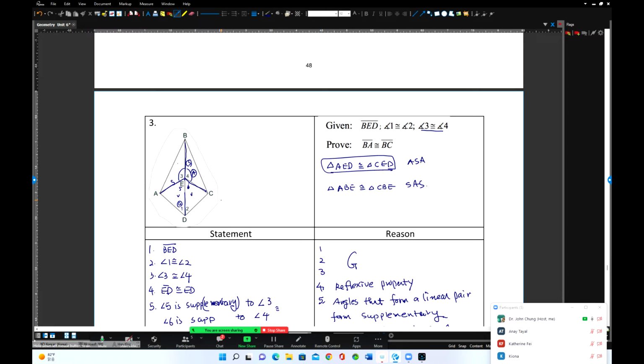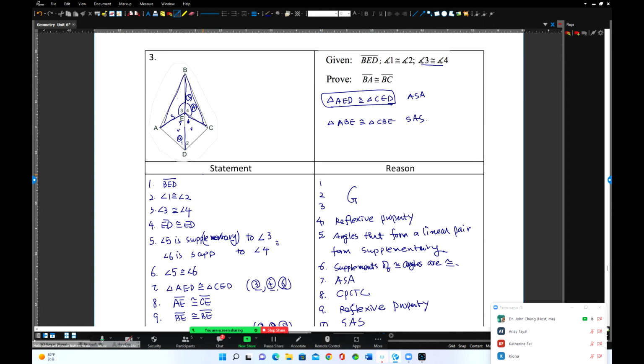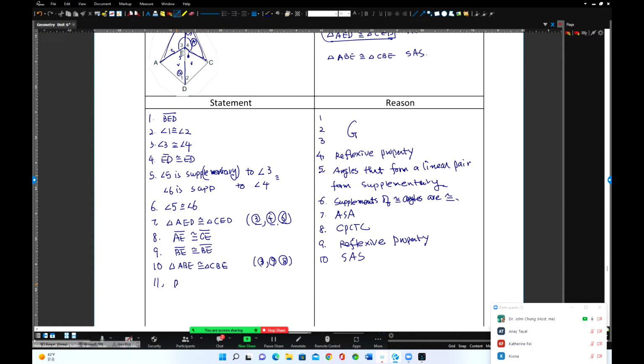BA, BC, corresponding sides on this right triangle, right? Okay. BA, BC, congruent to BC. Yeah, this is also what the CPCTC. Okay, you can see that number 7 and number 10.